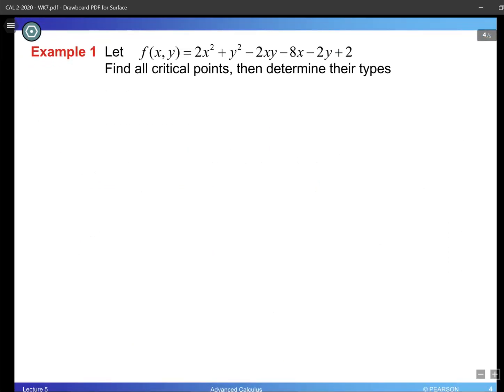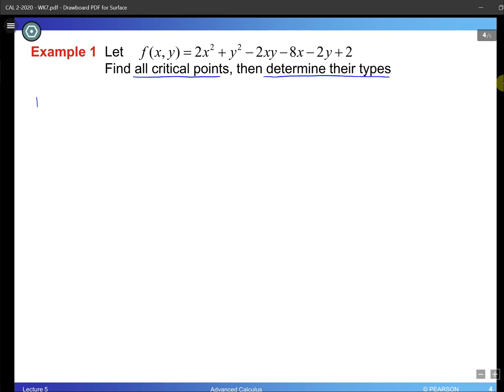In this example, we have a multivariable function f of x y, and we are supposed to find all the critical points of this function, and after that we are supposed to determine their types. And of course, this means that we are going to need to perform both tests on this example. The first derivative test is going to be for the critical points, and then the second derivative test is going to be for the types. So let's get started now.